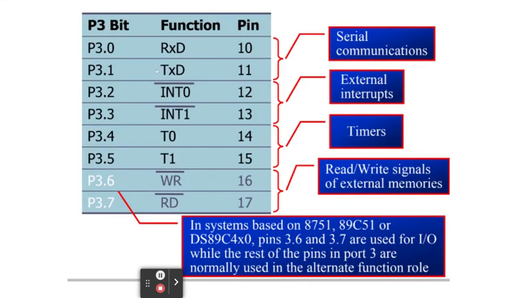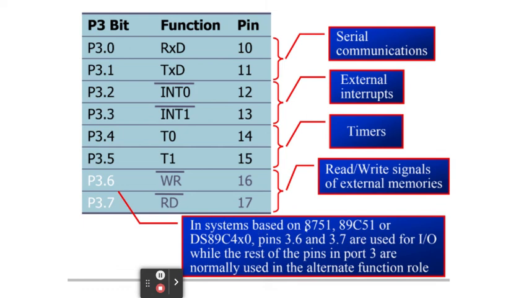Now, for port 3, we have to take into consideration that it has other special functions that are related to serial communications in the case of pin 10 and 11 or P3.0, P3.1. And the function of this is for receive and transmit signals. And for pin 12 and 13, this will be for the external interrupt 0 and interrupt 1. And we also have the timers T0, T1, and the read or write signals for external memories are on pin 16 and 17.